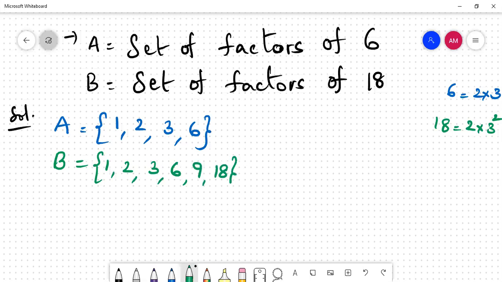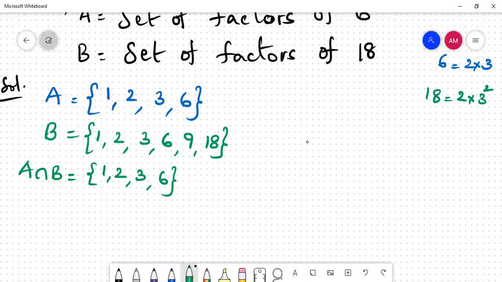Now tell me whether these two are disjoint sets. What are the elements in the intersection of A and B? 1, 2, 3, 6. All the elements of A are in B. That means what do we say? A is a subset of B.